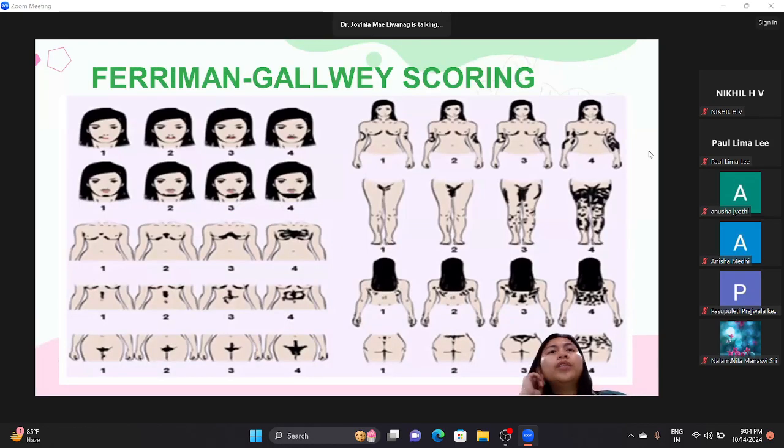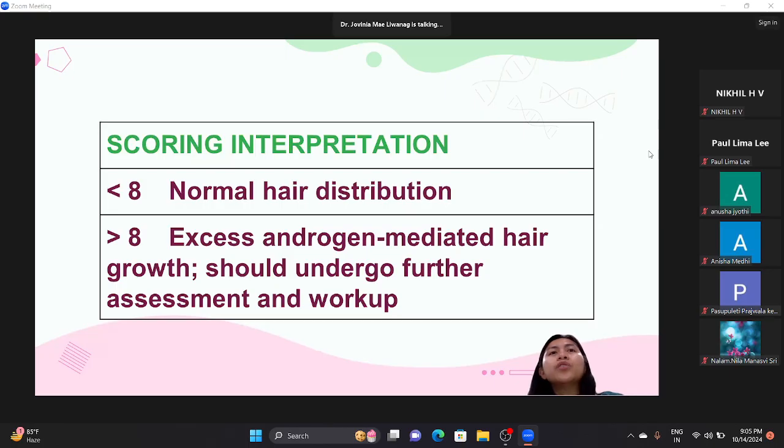So this is an example of a scoring system called Ferriman-Gallwey scoring. We will not delve into that, but I just want you to know that there's such a scoring of hirsutism, named Ferriman-Gallwey. The interpretation of the scoring is usually: if it's less than 8, it's normal. If it's more than 8, it means there's excess androgen-mediated hair growth. So the patient should undergo further assessment and evaluation.